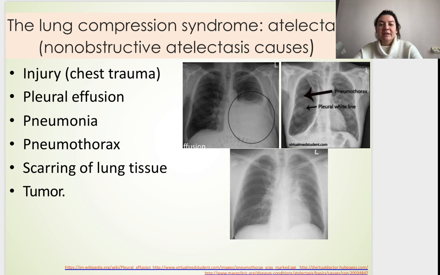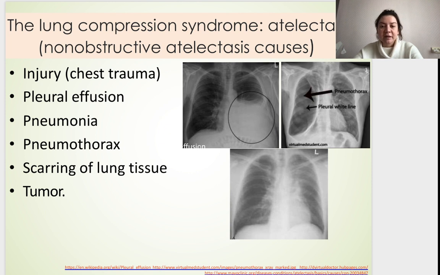For non-obstructive atelectasis, let's discuss the main causes. It can be injury like a chest trauma. It can be pleural effusion, pneumonia, pneumothorax, scarring of lung tissue, or tumor.